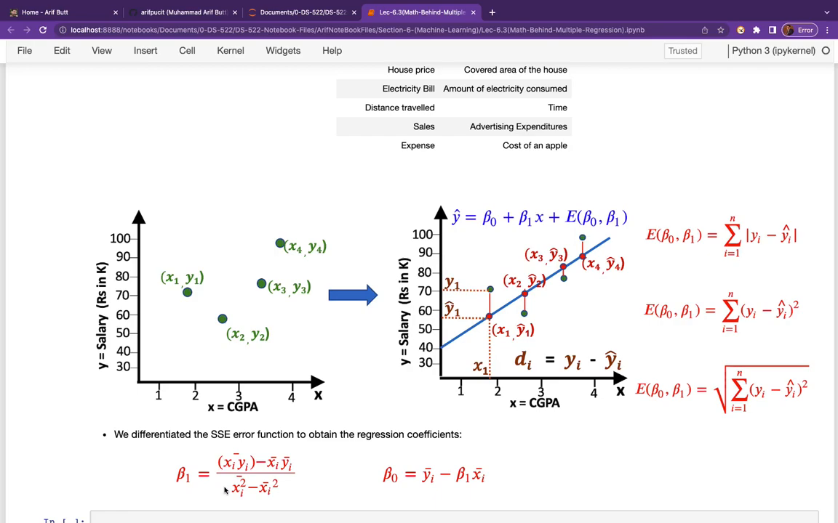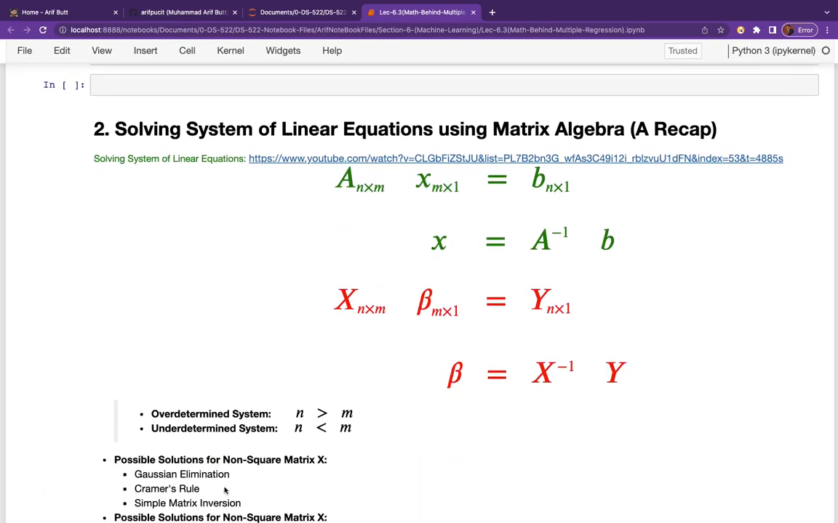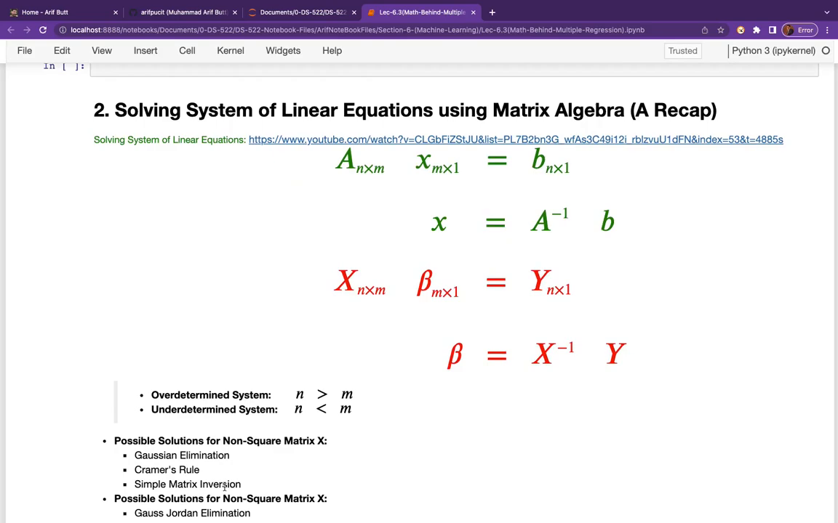Well, the advantage of using the matrix perspective, which we will do today, is that we will derive a matrix formulation to compute regression coefficients for both simple as well as multiple linear regression. So let's start with multiple linear regression, and before we jump on to that, let me give a quick recap of a portion of my linear algebra video session which deals with solving systems of linear equations using matrix algebra. Interested students can watch that portion from this link over here.